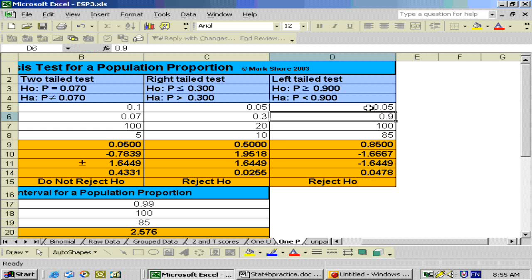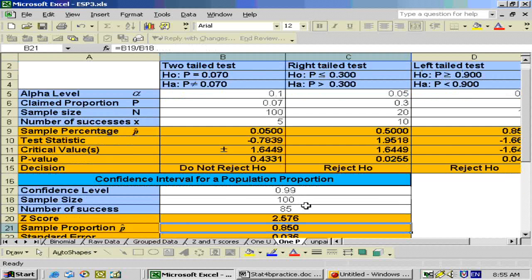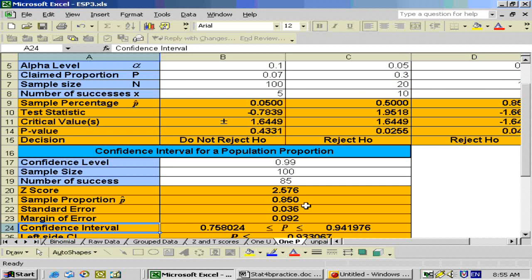Now, part E says make a 99% confidence interval for this problem. So the confidence level is 99, sample size 100, number of successes is 85, and we get our confidence interval right here, and we could say that I am 99% sure that Charles shoots between 75.8% and 94.2 approximately percent at the foul line.